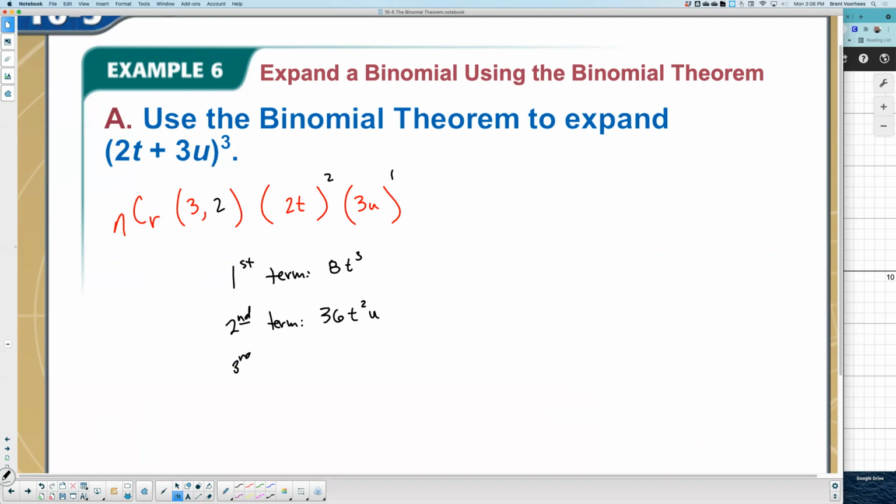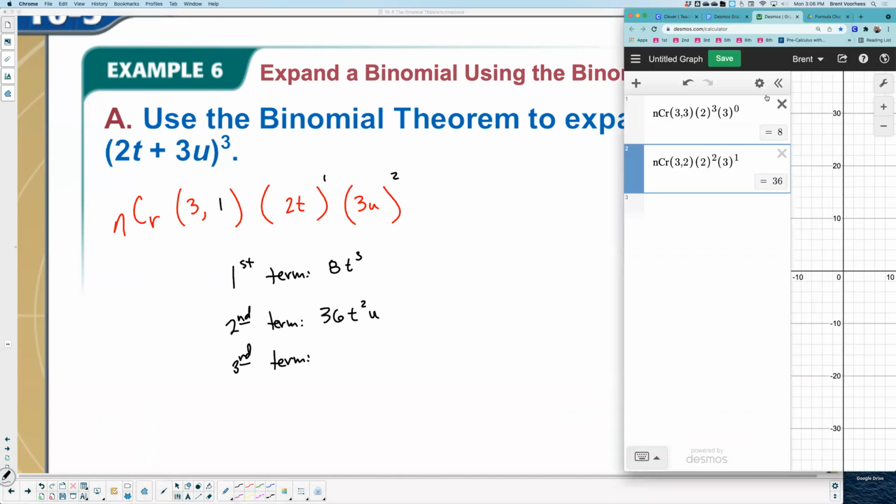The third term, this time around, what I would change is that would be winning only 1 time, which means I'm losing twice. So I could use either of those numbers. I'll do the winning. I win 1 time. So let's copy that down.